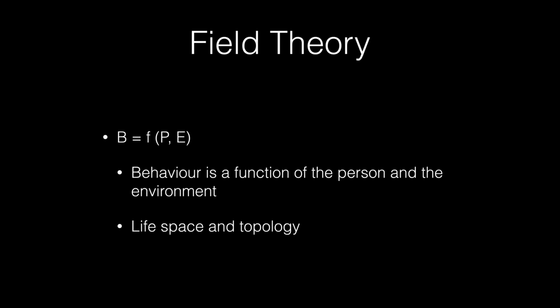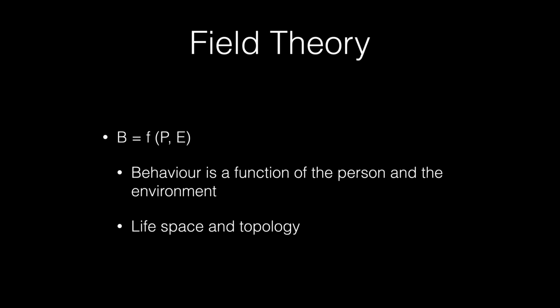One of the things that he did is he advanced this thing called field theory, and it was very much informed by developments in physics, but also the way that the Gestalt psychologists talked about things. And you can see here he had a formula, and it was B equals a function of P and E, which basically means that he believed behavior is a function of the person and the environment.